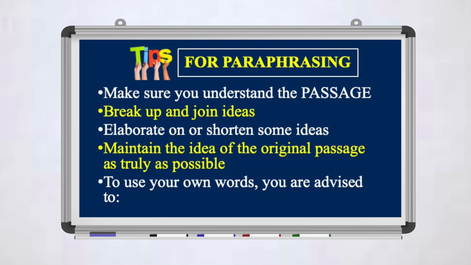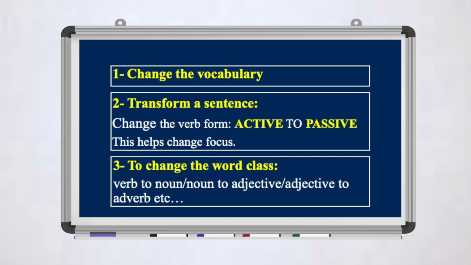Here are some tips that I'll go through very quickly for paraphrasing. Make sure you understand the passage. Break up and join ideas. Elaborate on or shorten some ideas. Maintain the idea of the original passage as truly as possible. To use your own words, you are advised to do the following. Change the vocabulary. Transform a sentence, meaning you change it from active to passive. And last but not least, change the word class. For example, a verb to noun, or a noun to adjective, or adjective to adverb, etc.